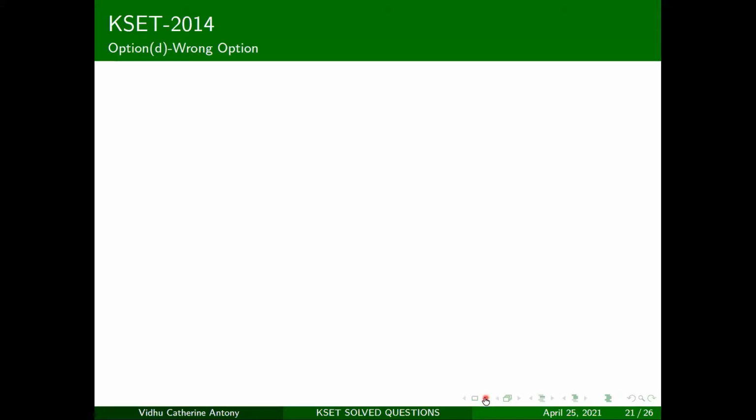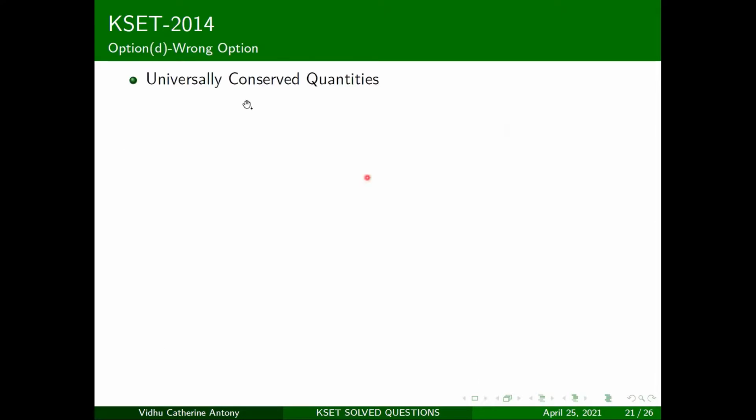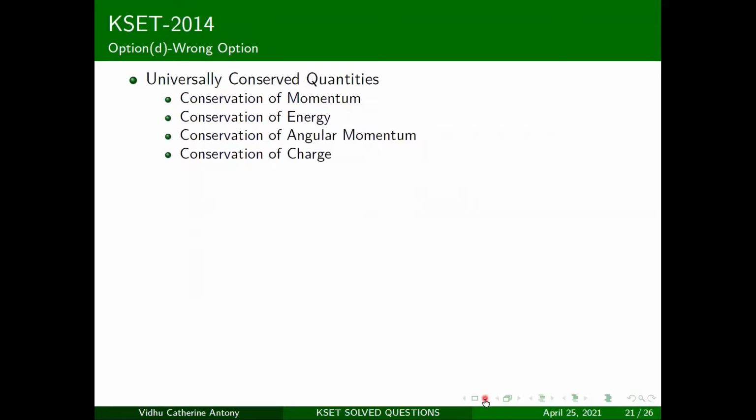Let's just explore and understand this a little bit further. There are certain universally observed quantities that have to be obeyed by elementary particle interactions. What are we talking about in the question? We're talking about fundamental particles, elementary particle interactions. So universally conserved quantities are basically conservation of momentum, conservation of energy, conservation of angular momentum, and conservation of charge. These have to be obeyed even in the case of elementary particle interactions.